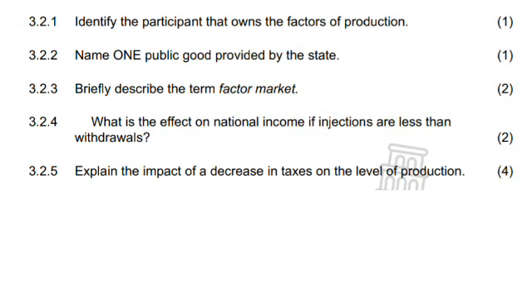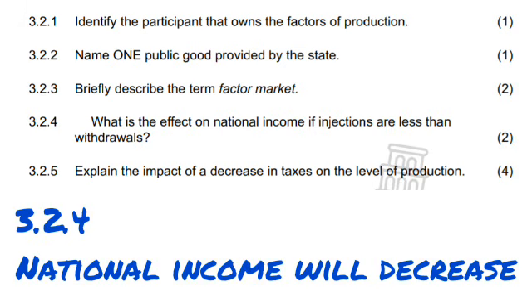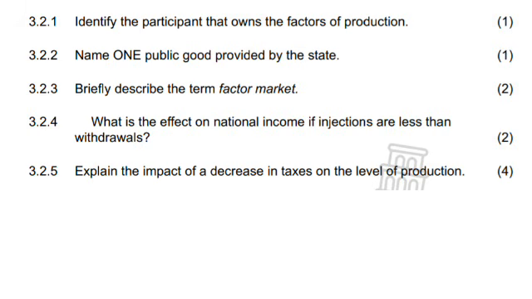And then in 3.2.4 it says, what is the effect on national income if injections are less than withdrawals? Remember, the injections are the incomes, the withdrawals are the expenses. This means national income will decrease because it means we have less income and higher expenses, meaning there's not enough money circulating in our economy, and we don't even have enough income.